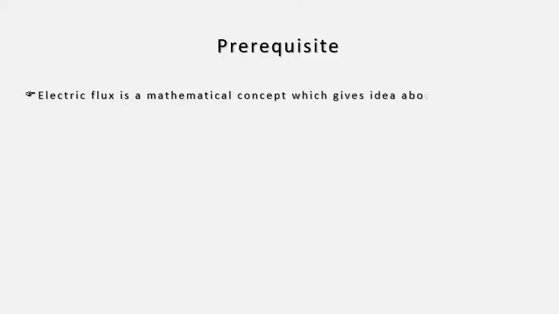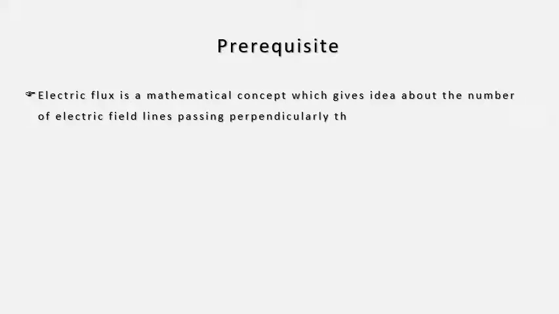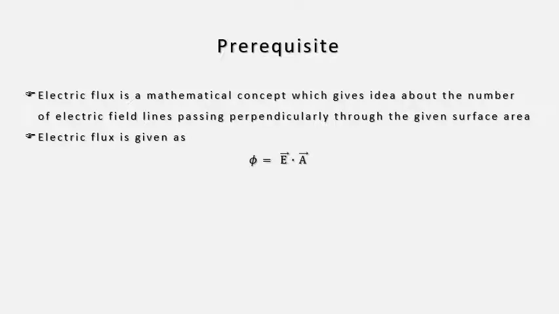To understand today's topic thoroughly, we need to have a basic idea about what electric flux is. I am sure all of you know that flux is a mathematical concept and it tells us how many field lines are passing perpendicularly through the surface area under consideration. Mathematically, it can be expressed as the dot product of electric field and area vector. For a non-uniform electric field or for an uneven surface, we can express it as the integration of electric field over the given surface. And for a closed surface, it is expressed as the closed integration of electric field over the given surface area.